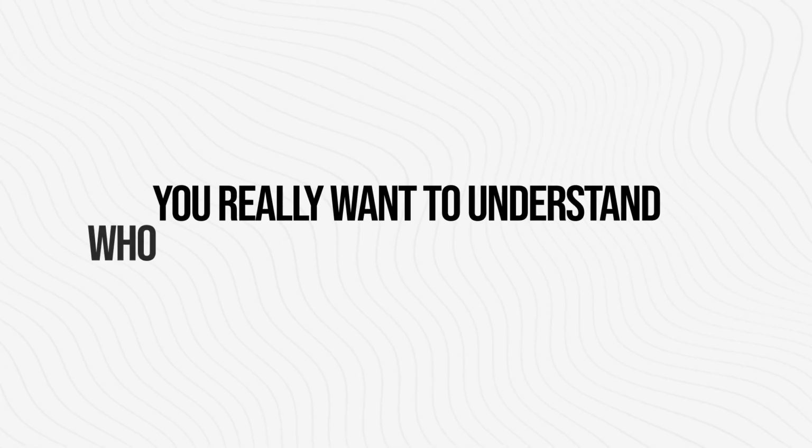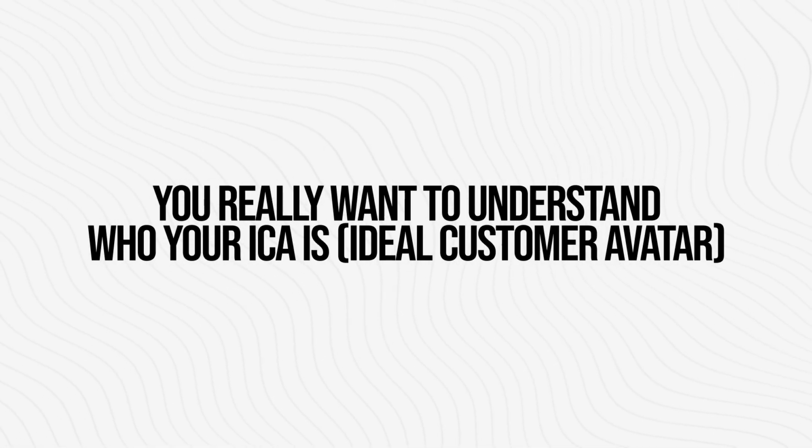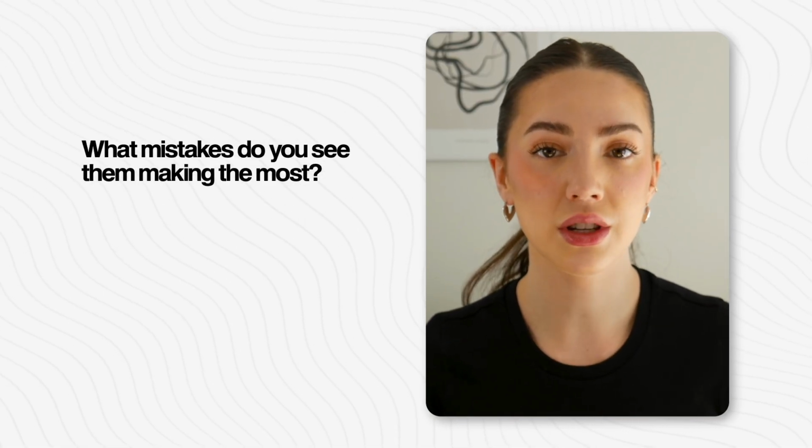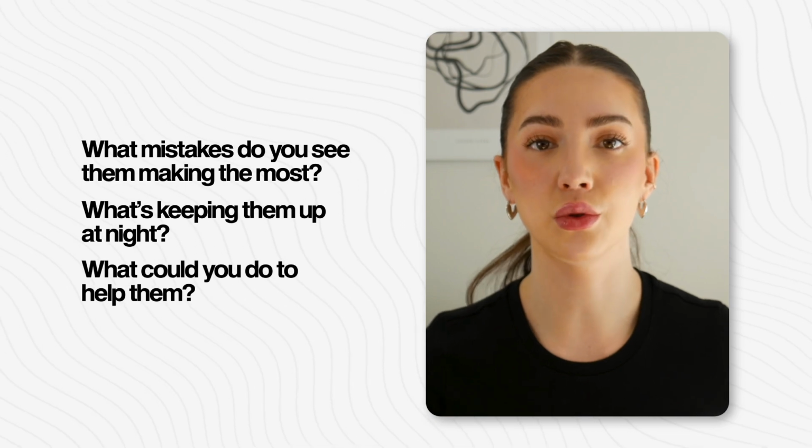So let's just simplify this. I'm going to give you a 3-step strategy that's going to help with understanding what to post, hopefully get rid of some of those mind blocks for you. Starting with number 1, you really want to understand who your ICA is, which is your ideal customer avatar. You want to understand what their core problem is. What mistakes do you see them making the most? What keeps them up at night? And what could you do to help them?